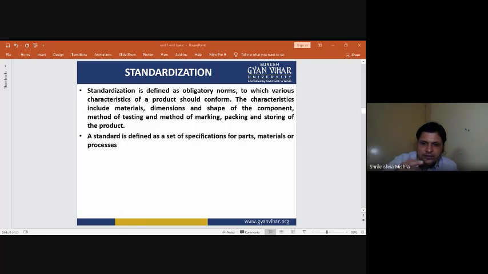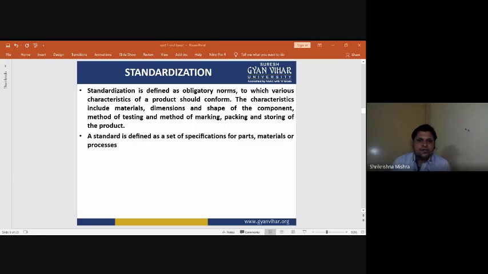For example, again, alloy steel designated by 55Cr3 means it is also a standard in which there is a particular percentage, 0.5 to 0.6 percent of carbon, and similarly some percentage of silicon, manganese, and chromium. All right, these all are the individual components from which alloy steel is prepared.